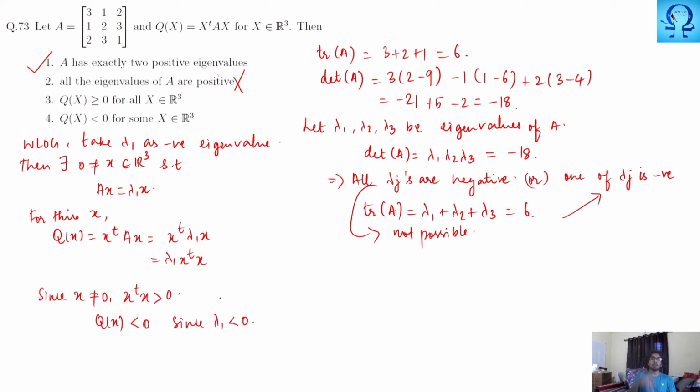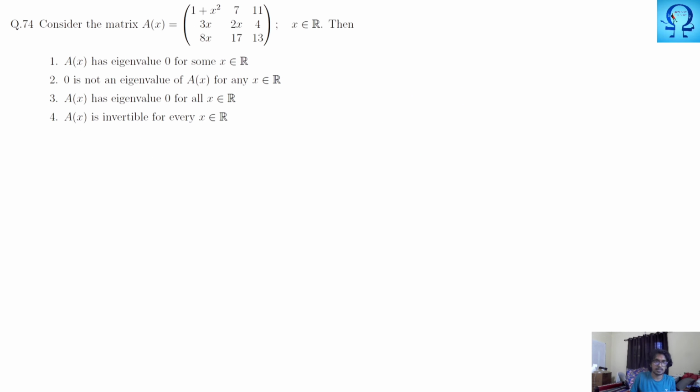So we are able to identify one such x for which the quadratic form is negative. So option 4 is true. When option 4 is true, of course option 3 is false, because option 3 claims that for all x in R3, the quadratic form of x, that is q of x, is non-negative. That is false. Now we move to the next question.